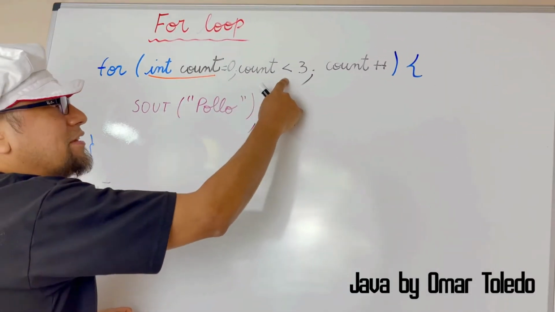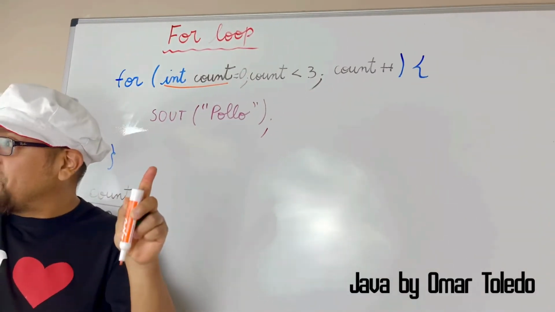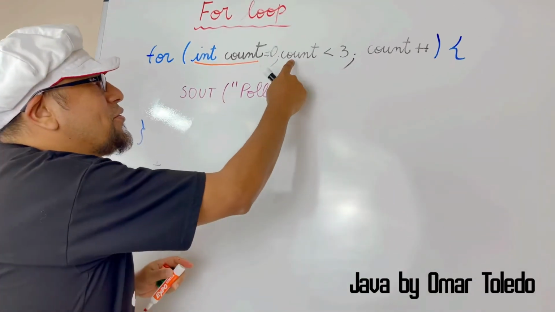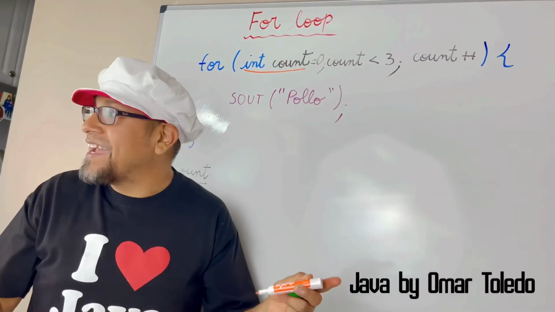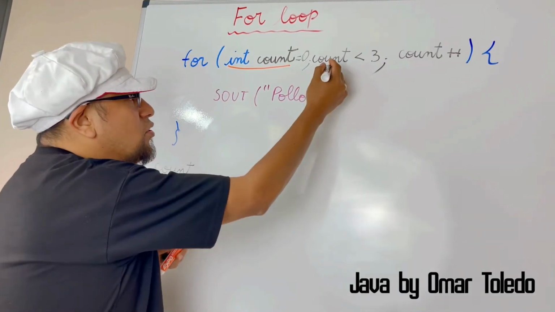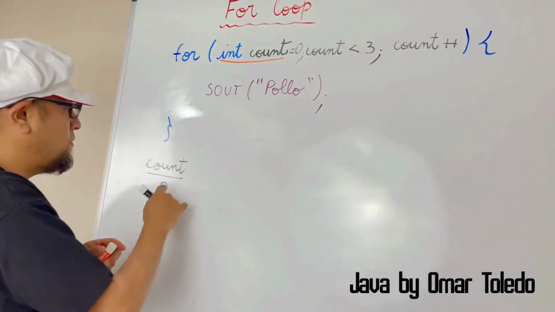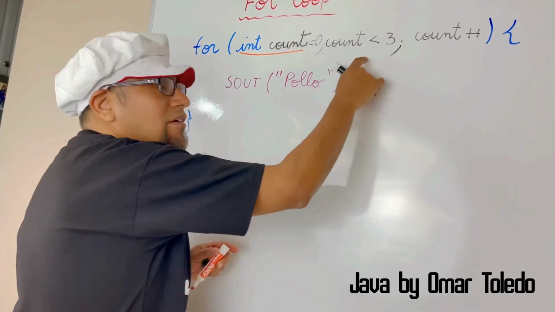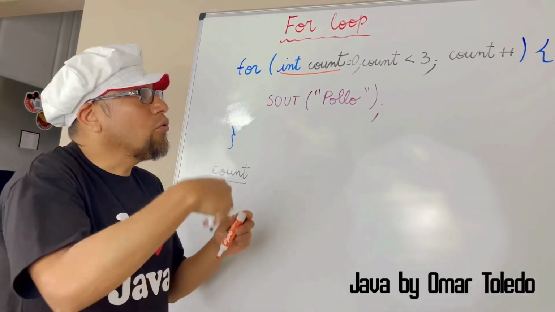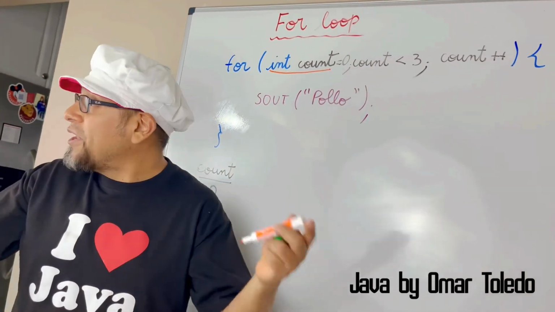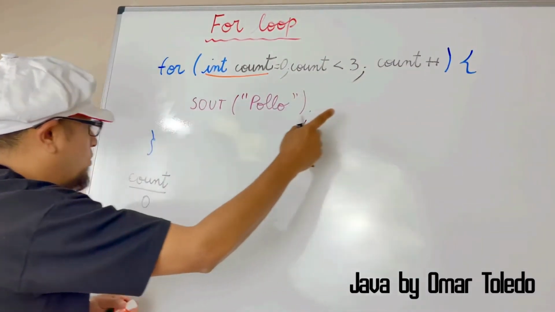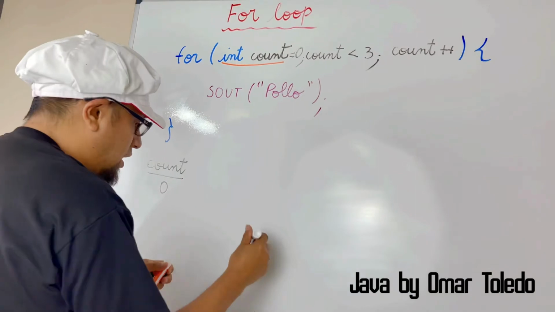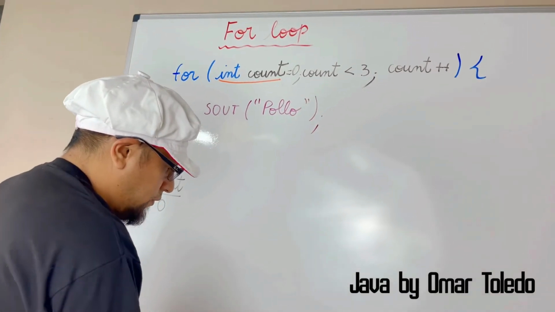Count equals 0. Then what is next? We're going to evaluate the expression. Remember the while loop that we have? It's the same thing, but in the same line. Everything is going to be in the same line. So now, what is the value of count? Remember, 0. Is 0 less than 3? True. So we're going to get into the loop, the same as the while loop. So what happens inside the loop? I'm going to put the output here.